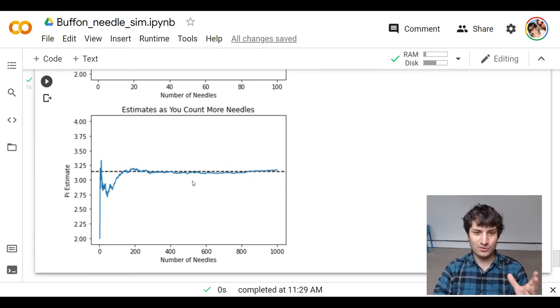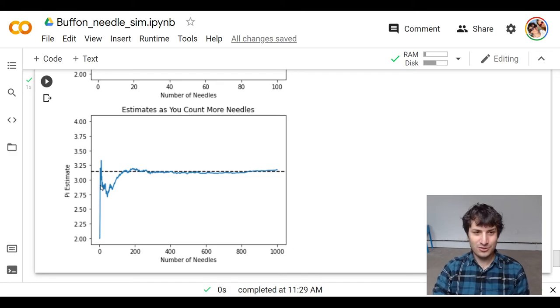So the central limit theorem tells you that at time t, after you've thrown n needles, the error is like one over the square root of n. And there's a theorem called the law of large numbers that tells you that it's going to converge. If you threw infinitely many needles, this graph would eventually converge to the true value of pi. So that's one way to visualize what's going on.